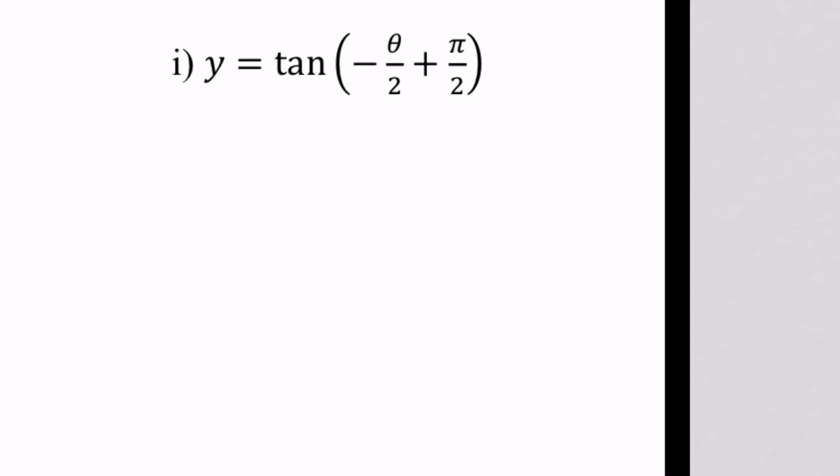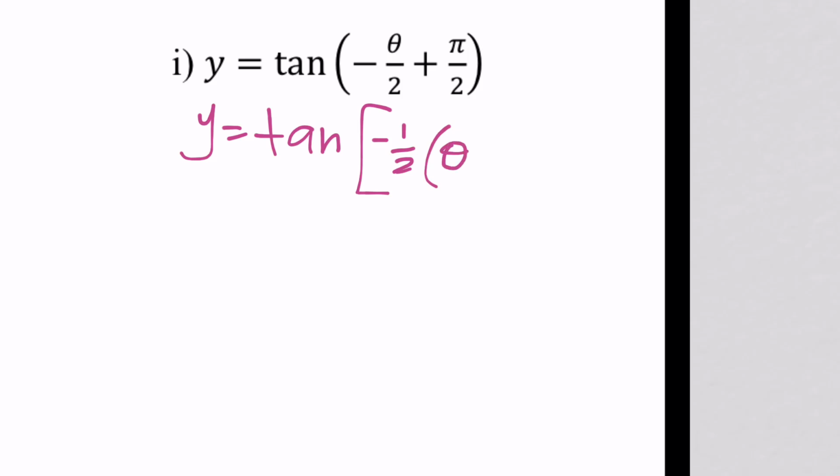Alright, last tan graph. Got to do a little factoring first. Y equals tan of, pull out a negative 1/2. What's left behind? Theta, baby. What else? Minus, what? Pi? Is that how math works, right? Because pi times 1/2 would be pi over 2.